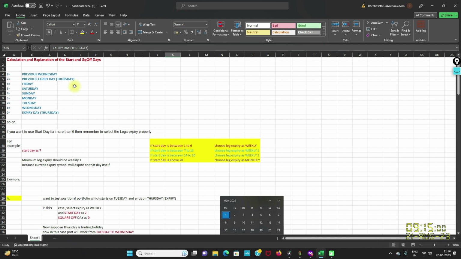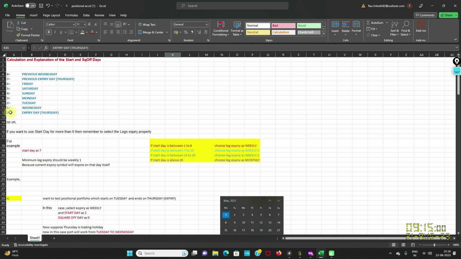comprehensible manner. So the calculation and explanation of a start day and a square off day is, see, these days will be used for the start day and the square off day for the positional portfolio. Days can be calculated like this for Nifty and Bank Nifty. So Thursday we have assigned as 0 for Nifty and Bank Nifty.